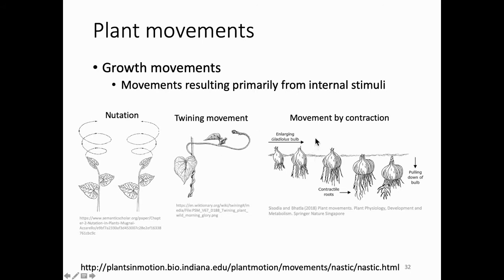The third one is the movement by contraction. These plants, more like onions, try to move the bulb down into the soil by the root that tries to pull the bulb into the earth.